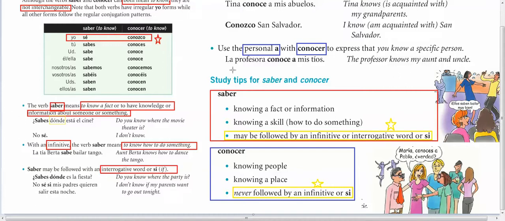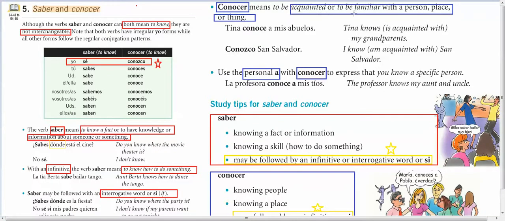It's knowing information. Conocer is to be acquainted or familiar with a person or place. So, la tía conoce a mis abuelos, you're saying she knows my grandparents. Conozco San Salvador. I'm familiar with San Salvador, or I'm acquainted with San Salvador. Also, you use the personal a with conocer if you know a specific person, because la profesora conoce a mis tíos, we would have the personal a there. So if you see this little a beside your blank and there's a person listed right after it, you are more than likely going to use conocer, okay?